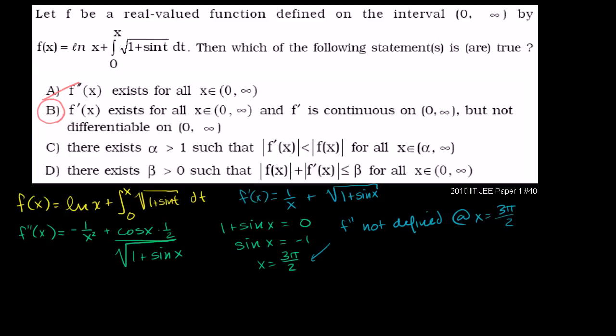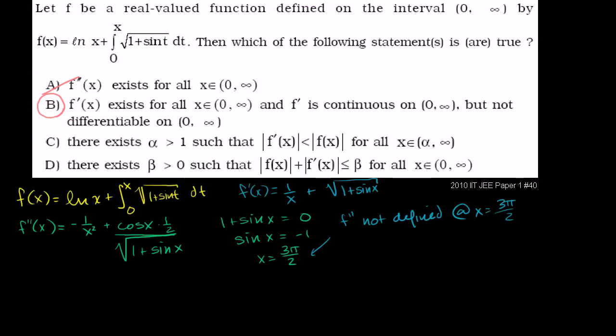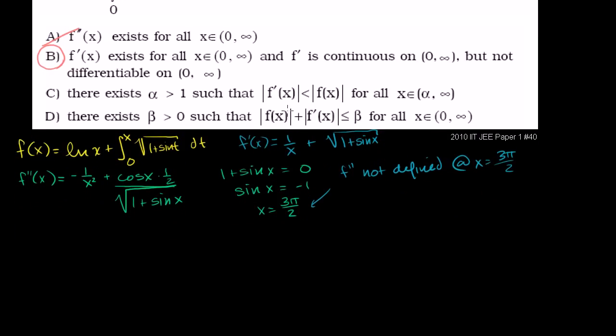Part C. There exists an alpha greater than 1 such that the absolute value of f prime of x is less than the absolute value of f of x for all x greater than that alpha. So let's think about this a little bit. What we want to show is that beyond some threshold, the derivative will always be smaller than the original f of x.